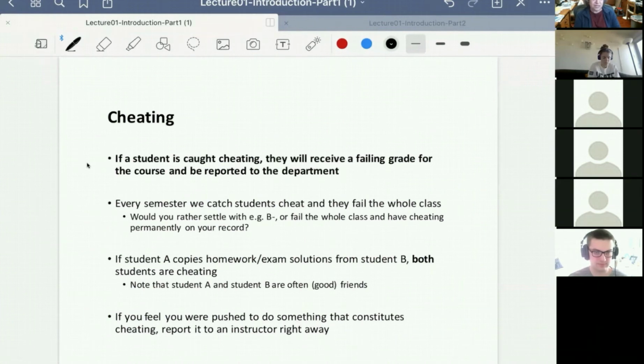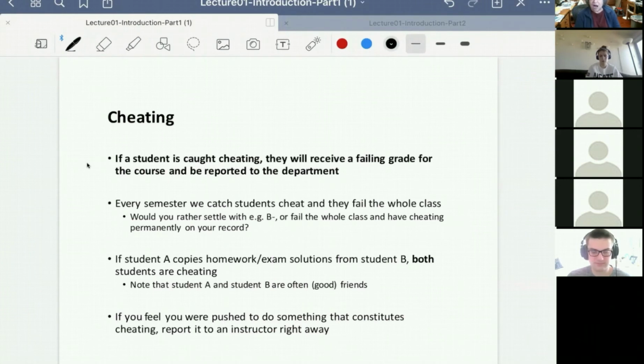Cheating. This is something I don't like to talk about and I don't like to have happen, but it's a necessity. If a student is caught cheating, he will receive a failing grade for the course and be reported to the department. Every semester, students are caught cheating and they fail the whole class. So just remember, would you rather get caught cheating or settle for the best grade you can get on your own by studying?